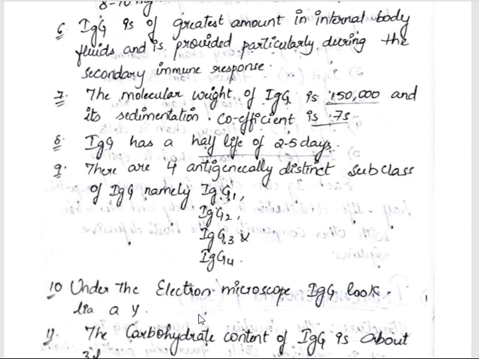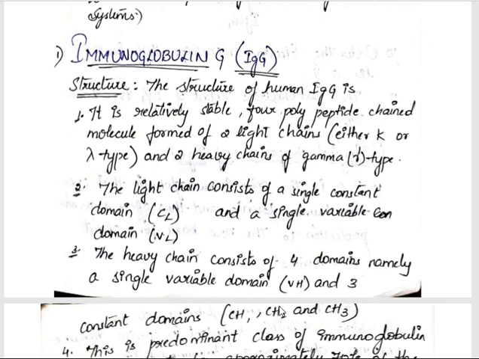The carbohydrate content of IgG is only about 3%. As it is a protein, it also contains a little amount of carbohydrate, and that is only 3%. Okay, so this is all about the IgG that you are supposed to write. The structure of human IgG resembles the Y shape, and it is relatively stable, with four polypeptide chains. The light chains are of kappa or lambda type, and the 2 heavy chains are of gamma type. So here you have to write that the heavy chains are gamma type.